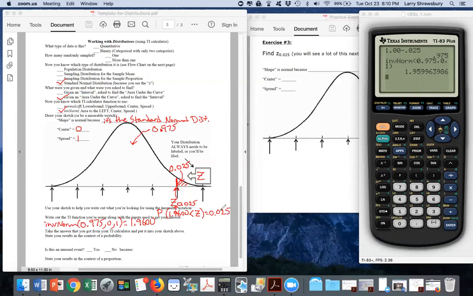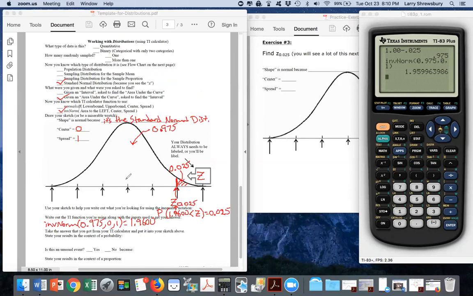So this just gets clear in your head that you know which number is the area under the curve and which number is a point on the number line. That inverse norm is giving you either a lower bound or an upper bound to an interval. It's always a point on the number line. All right. So hopefully you'll be getting comfortable with that.